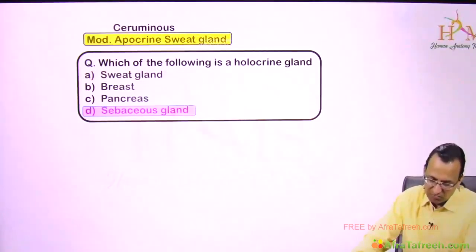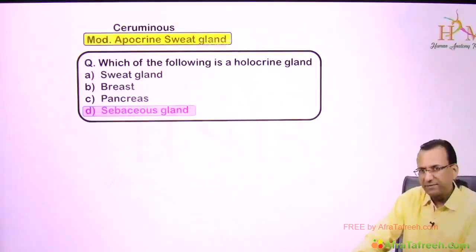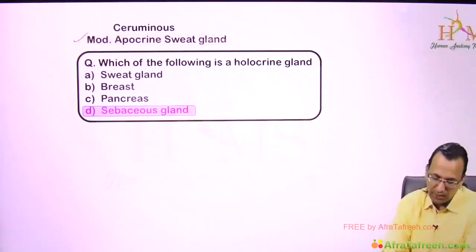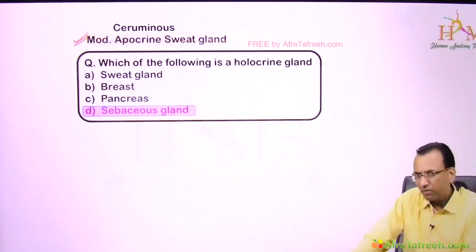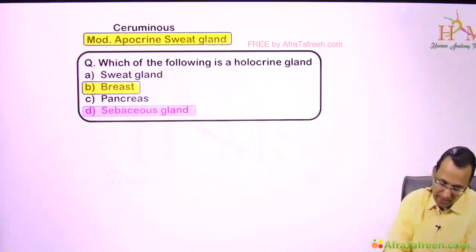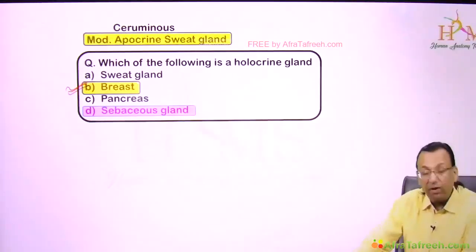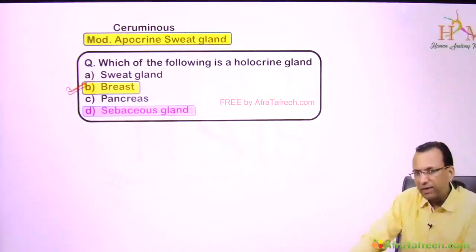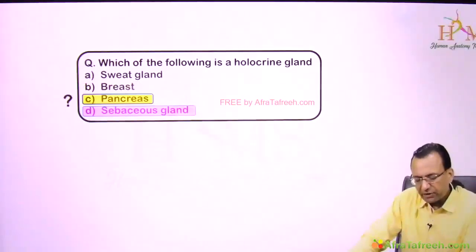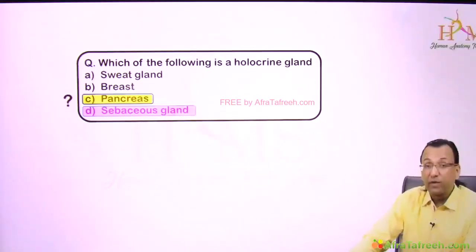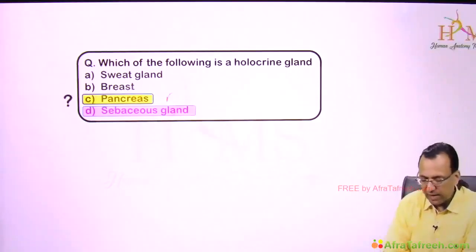So one of them was ceruminous gland, wax gland, modified apocrine sweat gland. What was the other? Modified apocrine sweat gland. That was the mammary gland. So mammary gland is also a modified apocrine sweat gland. What about the pancreas? Pancreas is merocrine. Actually, pancreas has an exocrine component, and that exocrine component is merocrine variety.